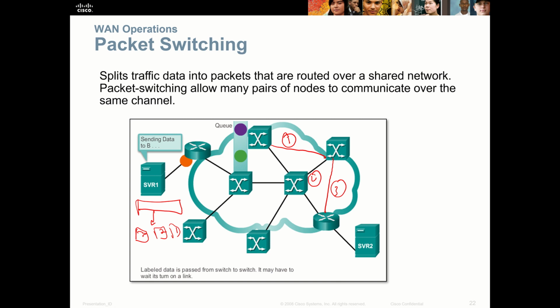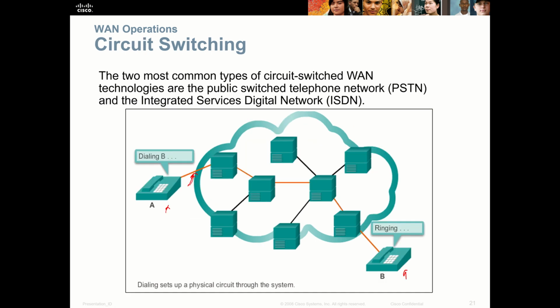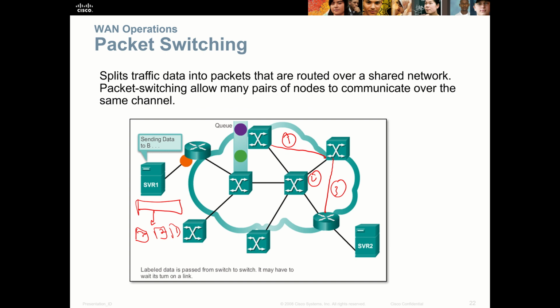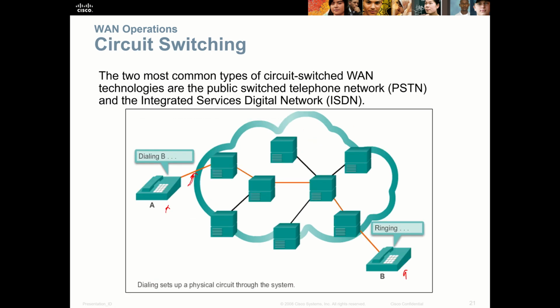So the difference is that in circuit switching you have a dedicated channel, so you definitely have a dedicated bandwidth from point A to point B. Hence packet switching is most often used for data and voice applications that are not time sensitive. If it's time sensitive, you need a dedicated channel, so you may opt for circuit switching. Some of the technologies used for circuit switching are PSTN and also ISDN.